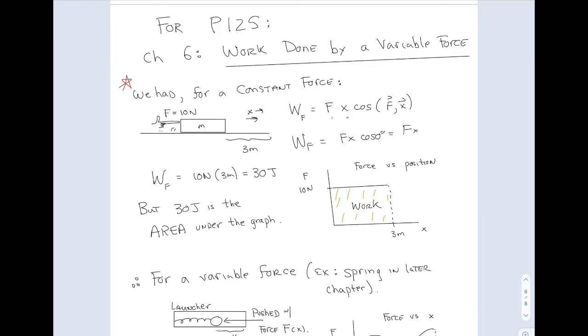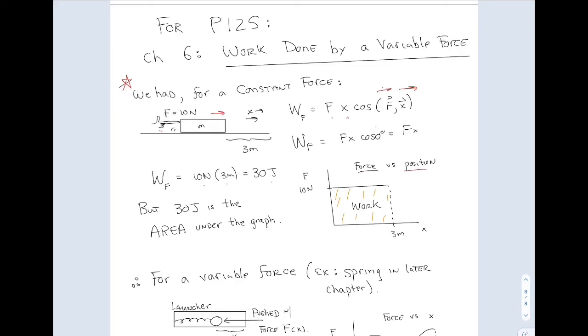that force times the distance to which it moves times the cosine of the angle between the applied force and the direction it's going. In this picture, they both point to the right, so the angle between them is 0 degrees, and cosine of 0 is 1. So the work done by this force is the 10 newtons times the 3 meters, which gives me 30 joules.